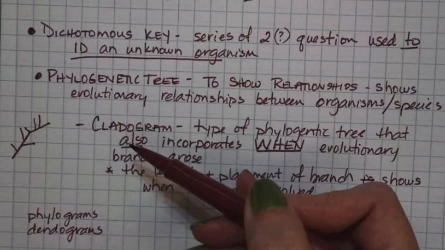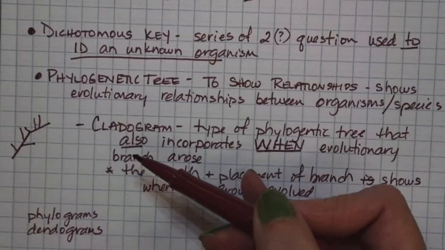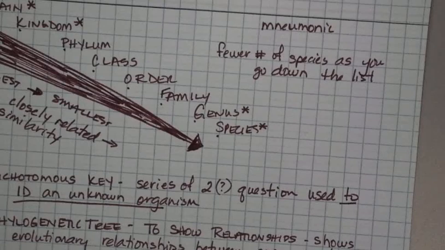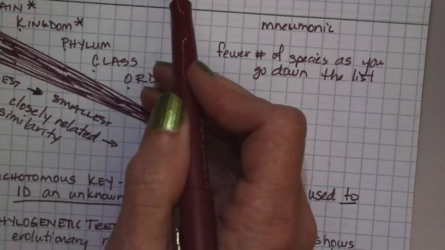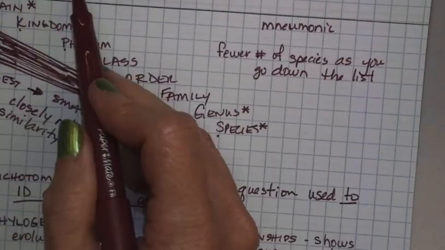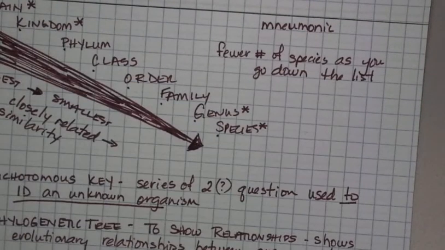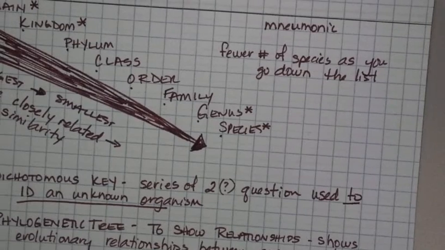So we have categorized organisms using a hierarchical classification system based on similarities and differences shared among the organisms. There are also going to be a couple of labs that you're going to have to do, so you need to be prepared to get your materials for that.